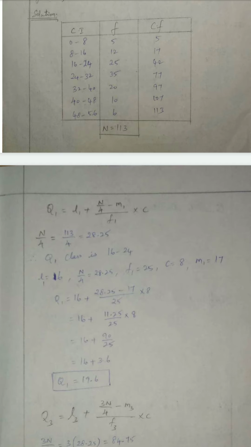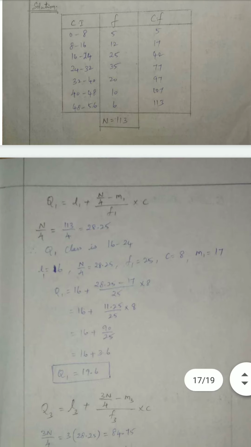So the Q1 formula is L1 plus (N by 4 minus M1) by F1 into C. First we have to calculate N by 4 to choose the Q1 class. Therefore N by 4 is 113 by 4, that is 28.25. Therefore the Q1 class becomes 16 to 24.